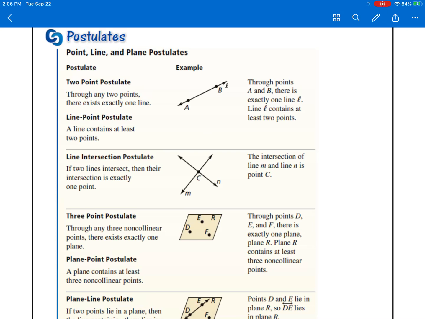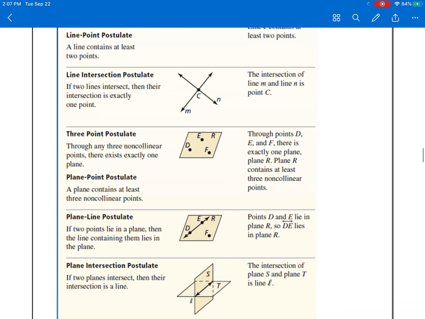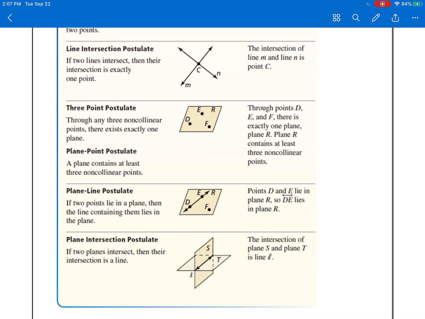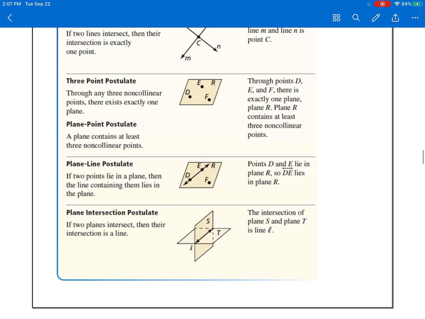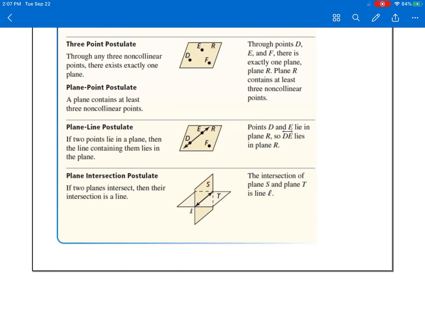Now, the line-point postulate is just the opposite. If you have a line, there are 2 points. There are at least 2 points, I should say. Okay, now the line intersection postulate is very simple. If you draw 2 lines and they intersect, they're going to intersect in 1 point.